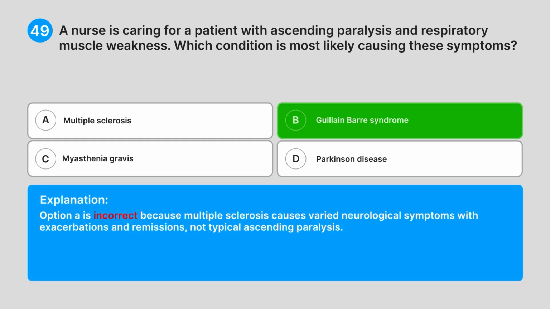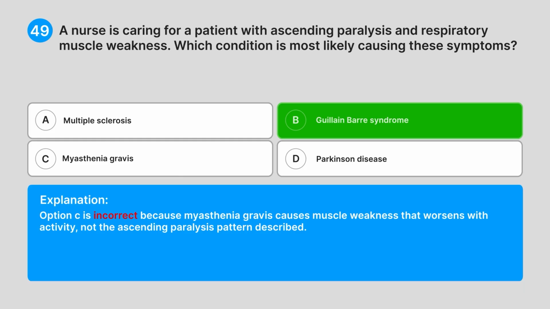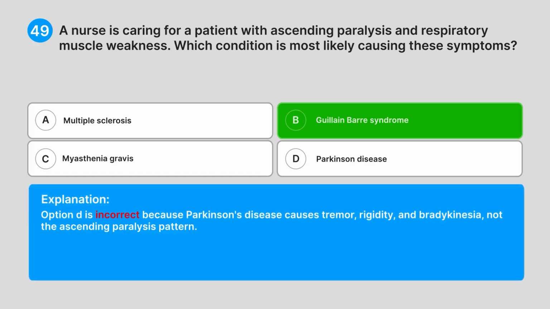Option A is incorrect because multiple sclerosis causes varied neurological symptoms with exacerbations and remissions, not typical ascending paralysis. Option C is incorrect because myasthenia gravis causes muscle weakness that worsens with activity, not the ascending paralysis pattern described. Option D is incorrect because Parkinson's disease causes tremor, rigidity, and bradykinesia, not the ascending paralysis pattern.